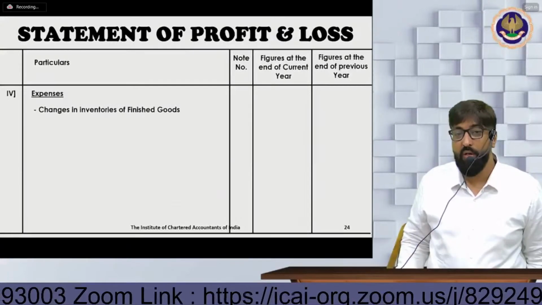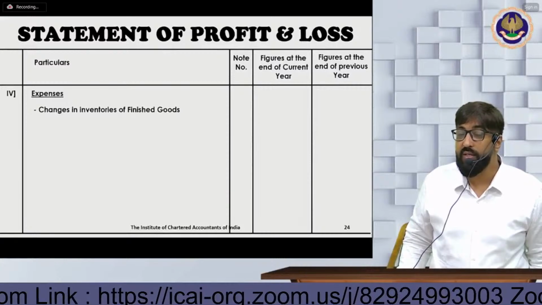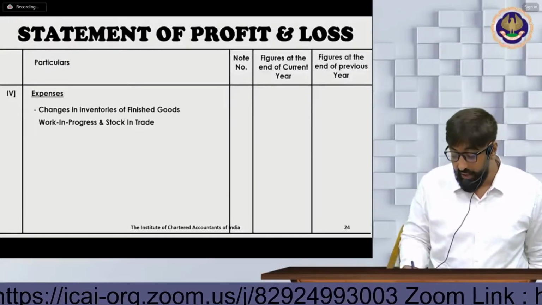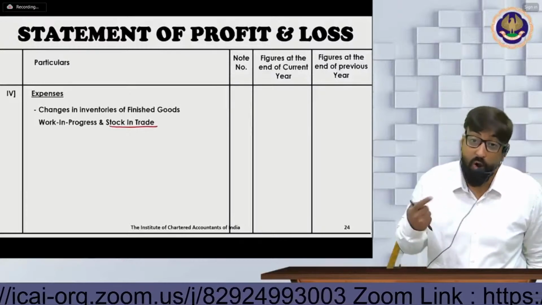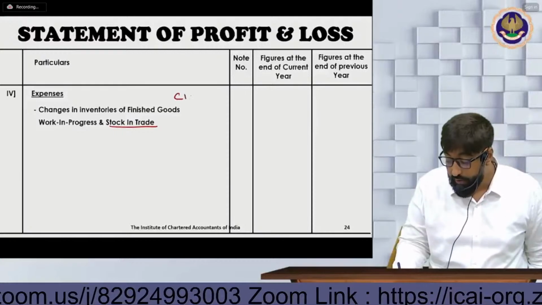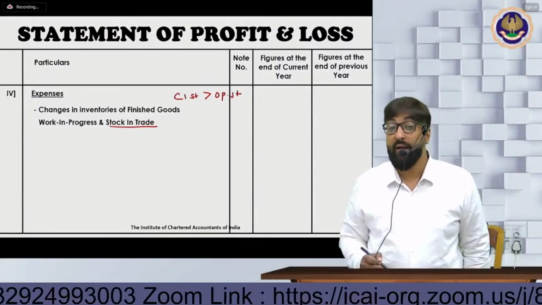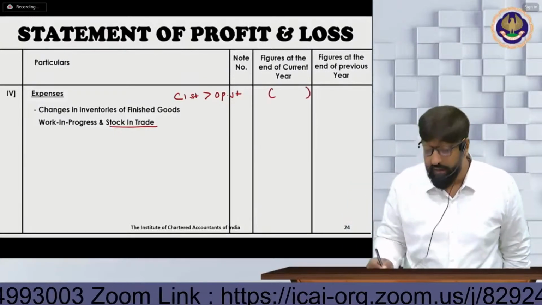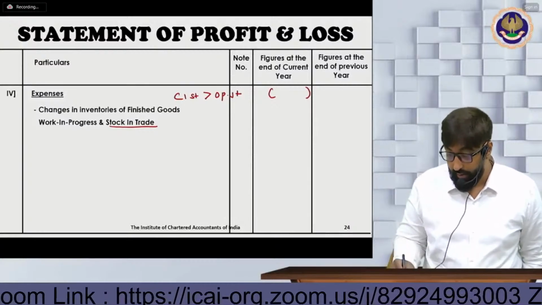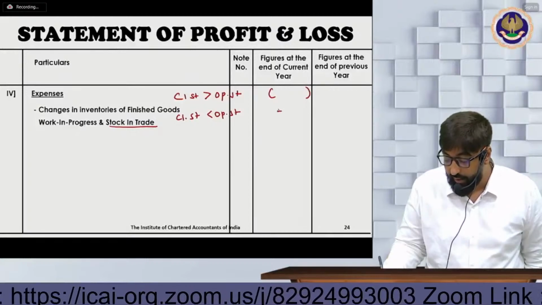Then you have changes in inventory of finished goods. Now, finished goods inventory belongs to manufacturers, work in progress as well, and stock in trade is for non-manufacturing. See, changes in inventory: if closing stock is greater than opening stock, you will write this figure as a negative figure. And this is very important. And if your closing stock is less than opening stock, then you will write it as a positive figure.